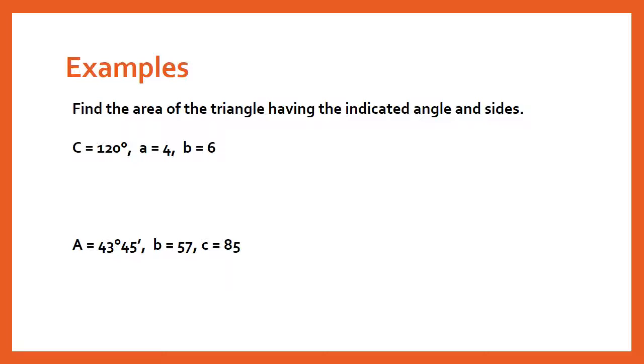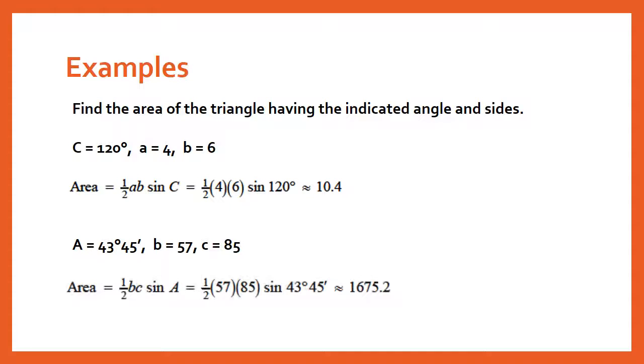All right, now we're going to use our area formula. Find the area of the triangle having the indicated angle and sides. Pause the recording, give this a try, and resume to check your answer. Okay, here we're going to use 1/2 AB sine C, and just throwing in the numbers, we get 10.4. For our second one, we'll use 1/2 BC sine of A, and we get 1,675.2.